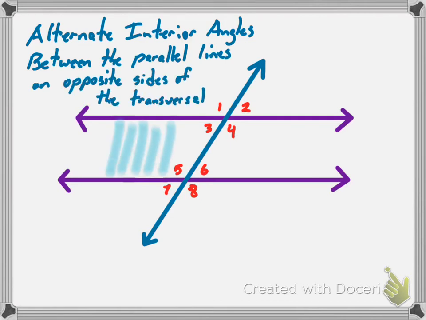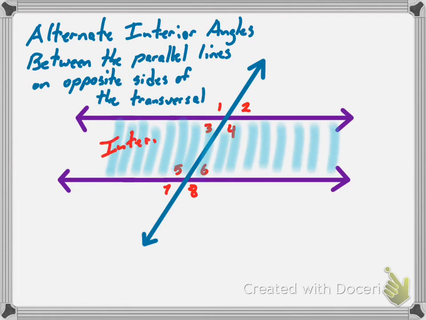So the interior, and you can go ahead and highlight this as well, that's the inside of the parallel lines, right? So in between the parallel lines, that's what we mean by interior. And then alternate, we mean on opposite sides of the transversal. So for example, 3 and 6 are going to be congruent alternate interior angles, and then same with 4 and 5. And you'll notice it makes a kind of cool Z shape, right?